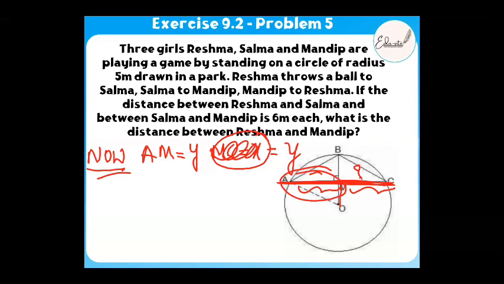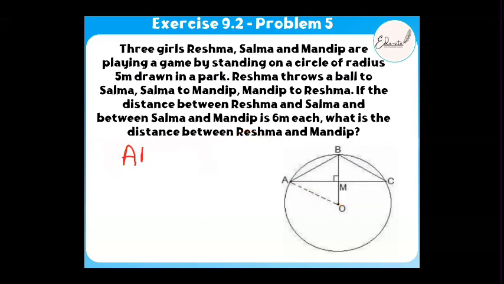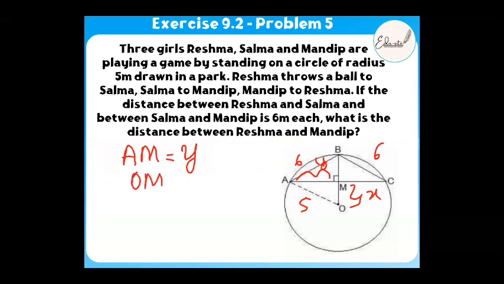So let's just find AM. We are going to find AM now. Let's consider it as Y. And we do not know OM also. Let's consider this as X. We just know this one is 5, and this one is 6, and this one is 6. Okay. So AM is equal to Y. What will we write for the OM? OM is equal to X.